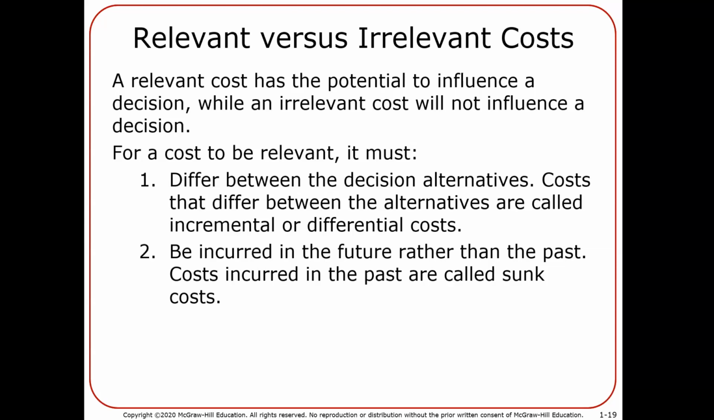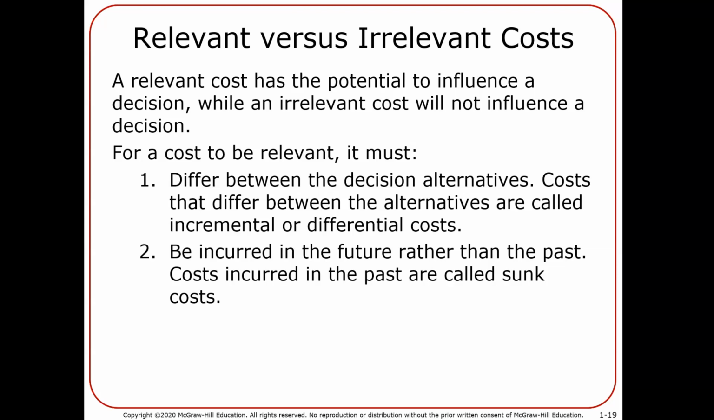So if you're going to make a decision and you have a cost, if you make decision 1 or decision 2 and the cost does not change regardless of which decision you choose, then it's irrelevant. If it changes when you make a choice of decision 1 or decision 2, then we call that a relevant cost. So that they differ between the alternatives. Sometimes they're called differential costs or incremental costs.